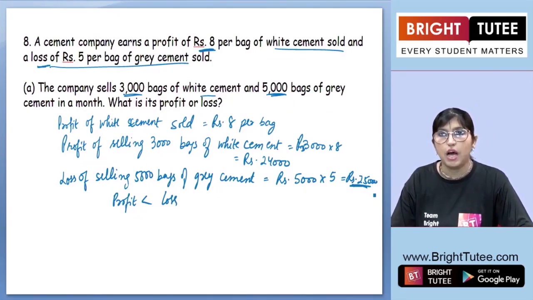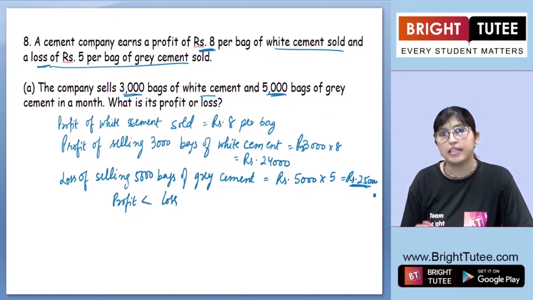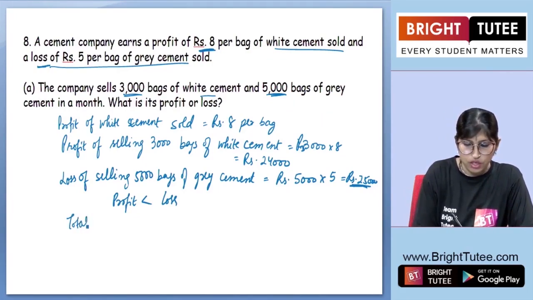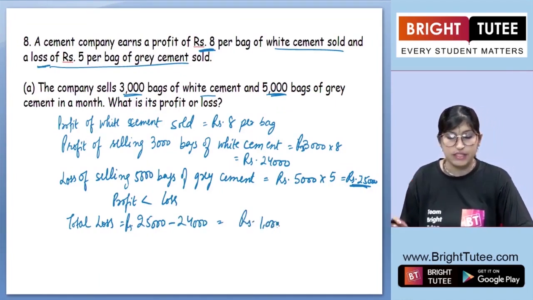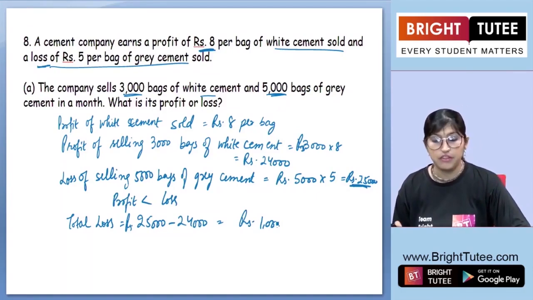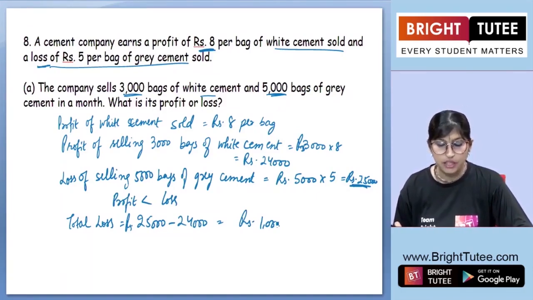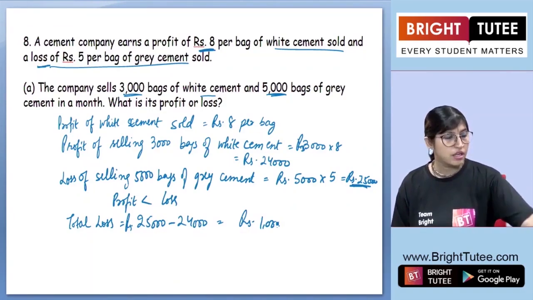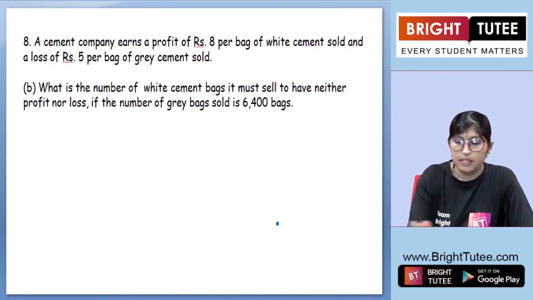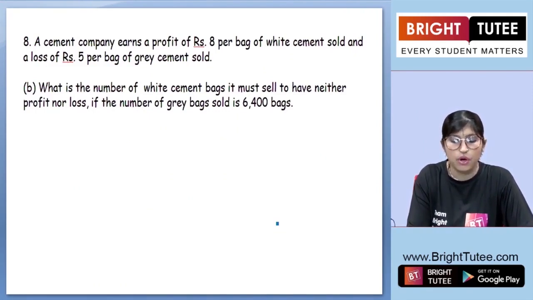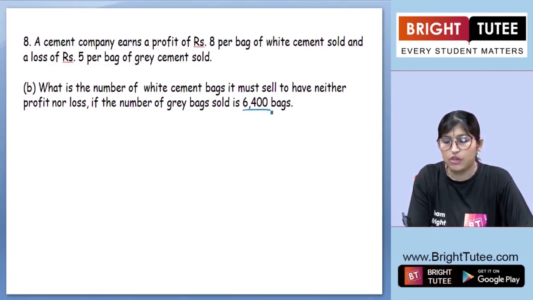So what will be our profit or loss? Since loss is greater than profit, we'll be getting a total loss. So what will be the loss? There will be 25,000 minus 24,000, which is equal to 1,000. So after selling 3,000 bags of white cement and 5,000 bags of grey cement in a month, we'll be getting a loss of 1,000 rupees. Now let's move on to the B part. The question is the same. B part says: what is the number of white cement bags it must sell to have neither profit nor loss if the number of grey bags sold is 6,400 bags.